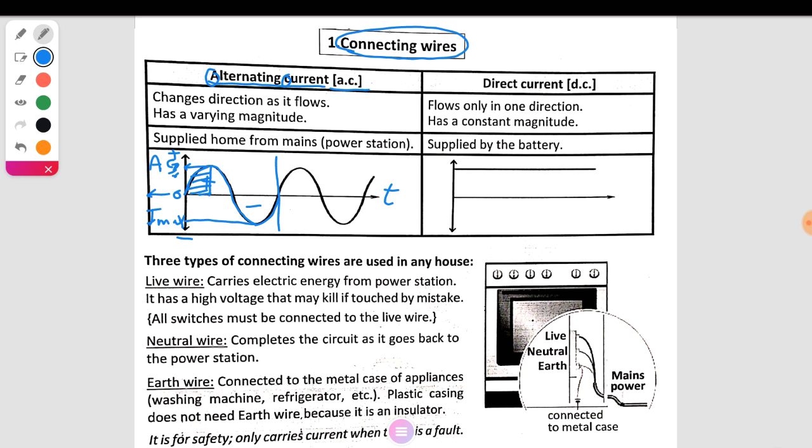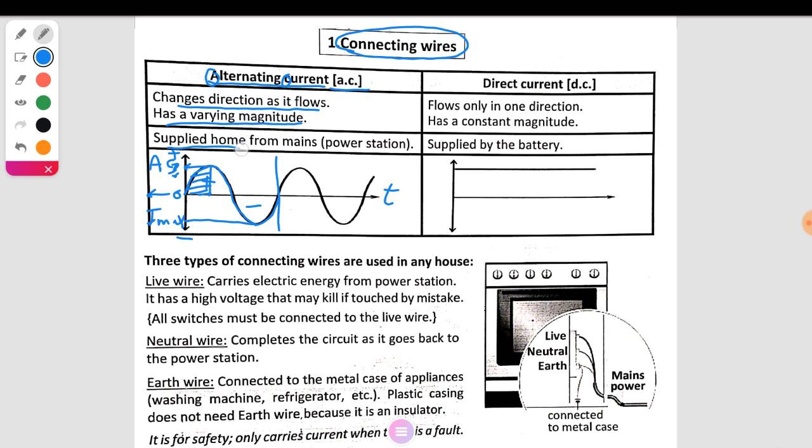This means that alternating current is the current which changes its direction and intensity in each cycle gradually, and is represented by a sine curve. This is called a sine curve. The alternating current changes its direction as it flows and has varying magnitude. Its magnitude, its intensity, its value changes.